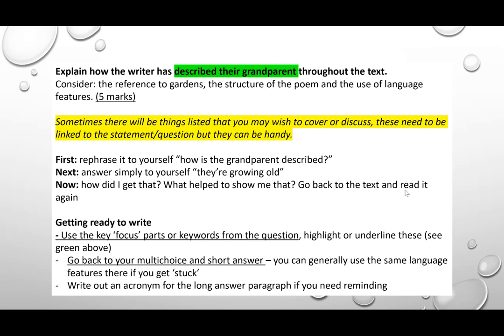So before I get ready to write it, what I want to do is use the key or focus parts of the question, and I often put those at the top of my page if I need to, or I underline or circle them or highlight them. So I've done that there in green. Go back to your multi-choice and short answers. So if you are stuck for language features, go back to them because you've already answered them and hopefully you got them right, and then you can use them as well. There is an acronym for long answer paragraphs if you need reminding, and I'll go through that. So hopefully that will help.